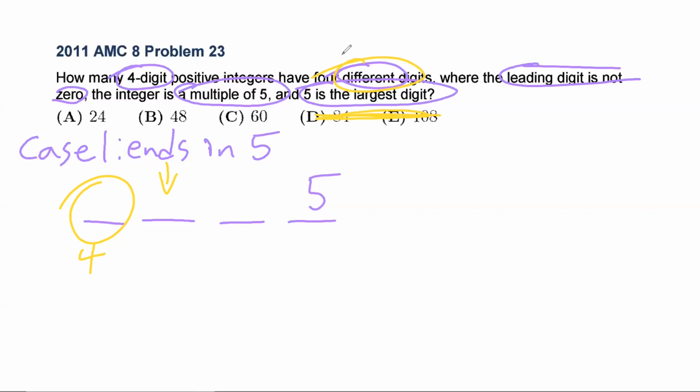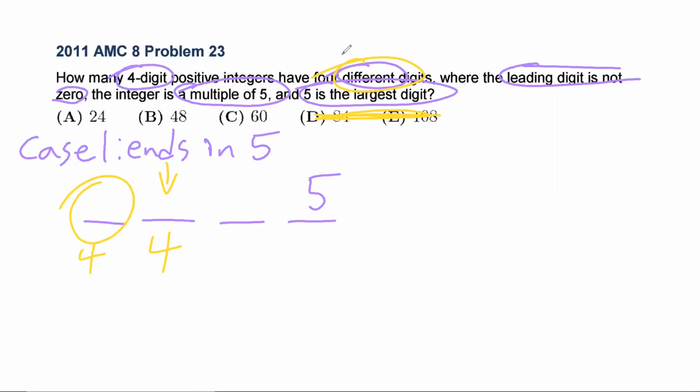Oh, sorry, that wasn't me crossing off D and E. That was me underlining that 5 is the largest digit. So the second place also has 4 possibilities, because even though we crossed off a number that already went into the first place, we added 0 into the mix. So we still have 4 options.